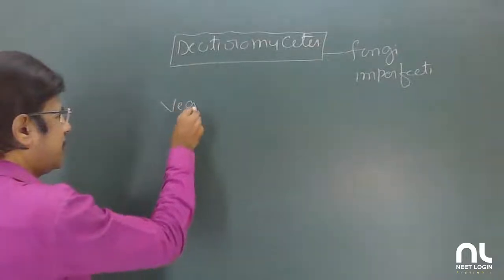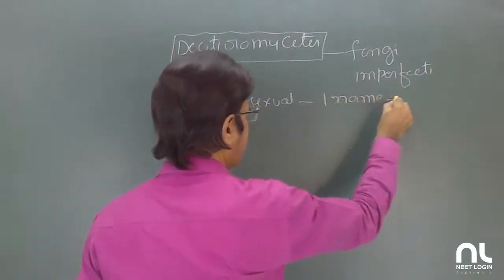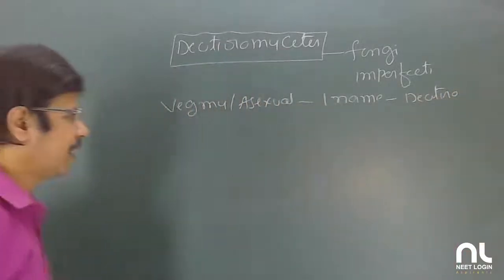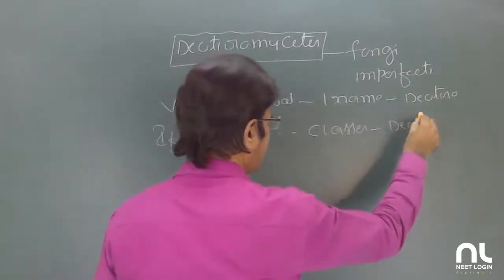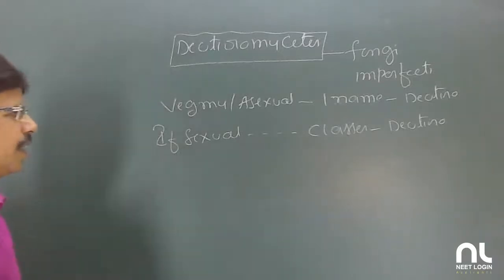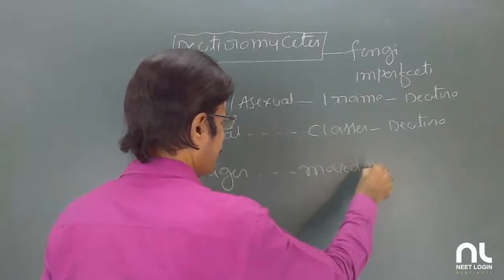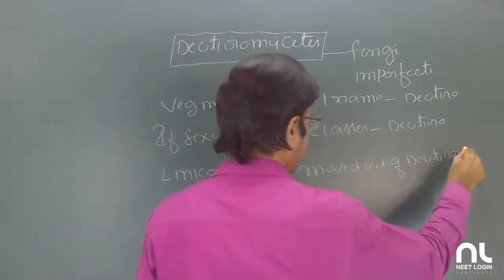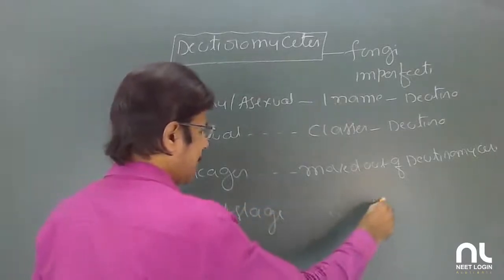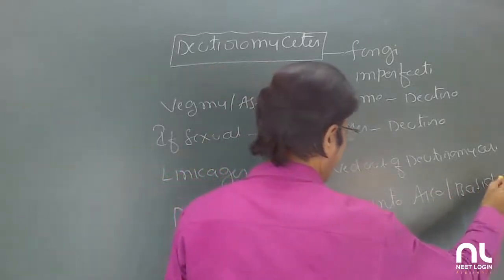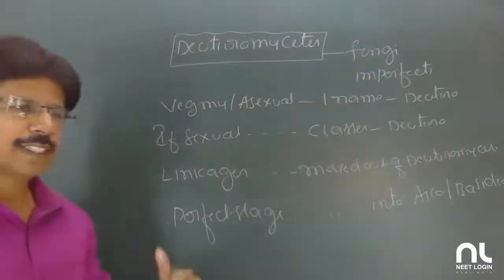In this, the vegetative mycelium, the asexual stage, is given one name and placed in Deuteromycetes. If the sexual stage is discovered, it is placed in its proper class. If linkages are established, it is moved out of Deuteromycetes. If any perfect stage is discovered, it is moved into Asco or Basidiomycetes, not Deuteromycetes. So the vegetative asexual stage is given one name, the sexual stage another name.